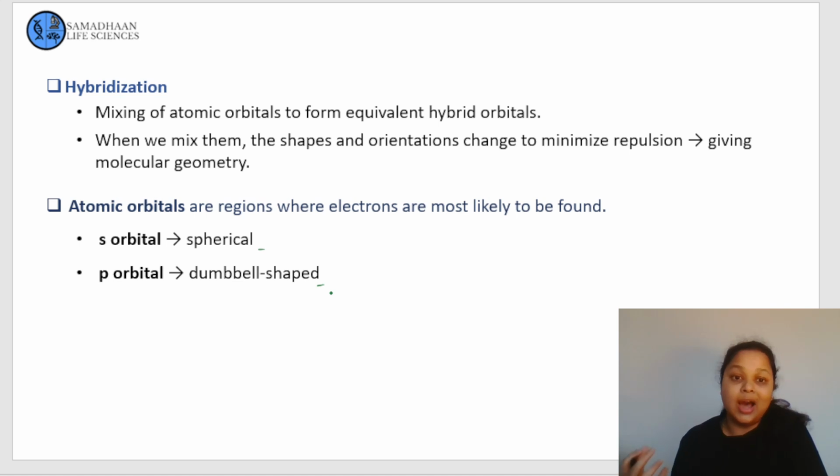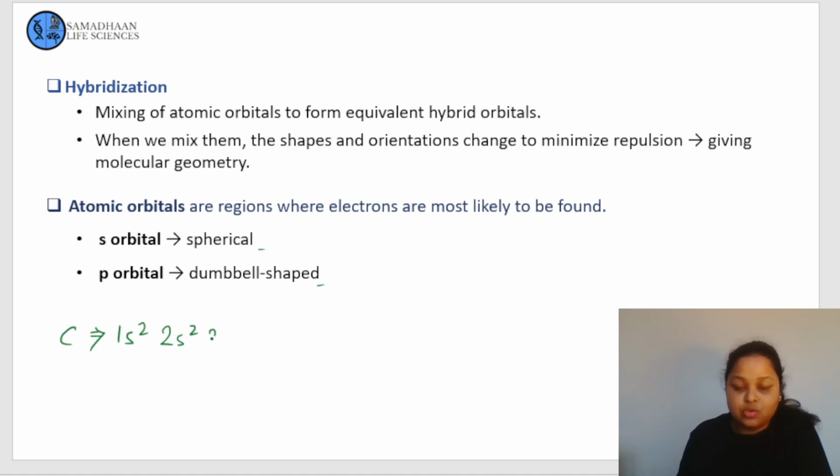So now, why does hybridization happen? Why are we considering this? Let's take an example. If carbon, with this electronic configuration, wants to form a bond with another atom, then it will use its valence electrons, these four. But the four bonds that carbon can form should be different in character because the electrons are coming from two different orbitals.